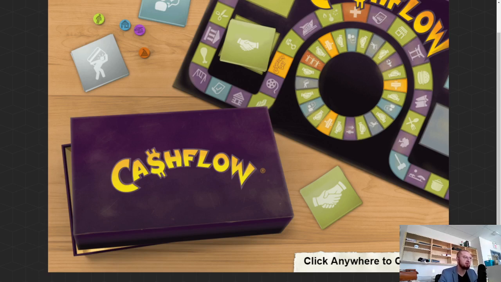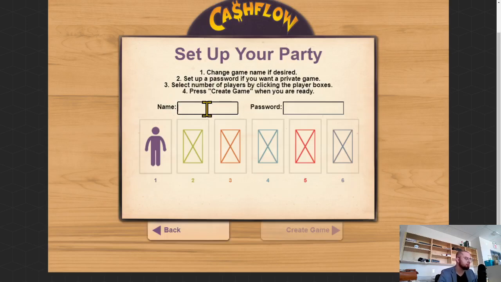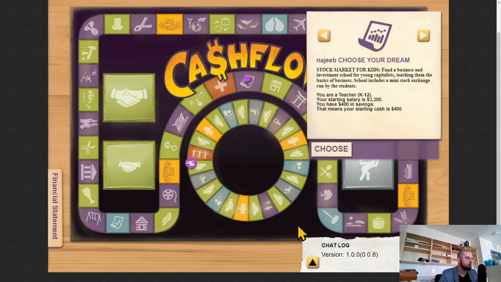Once you get in, you'll get to this screen where you have to click anywhere to continue playing. So create yourself a room. I'm just going to make it nice and simple. You can play with six players, but it's probably better if you're just trying to learn the basics of Cashflow 101 and what it's trying to teach you to play by yourself. So I'll just play a solo game.